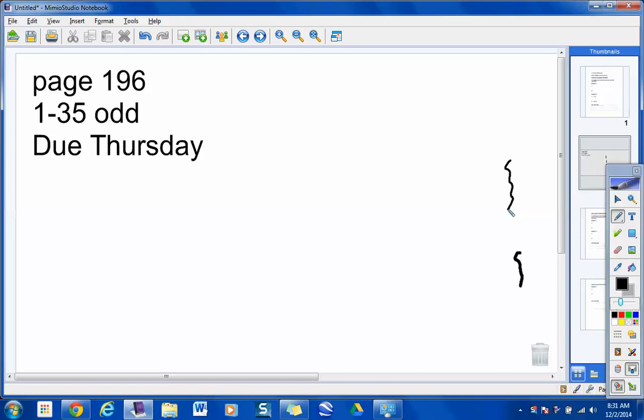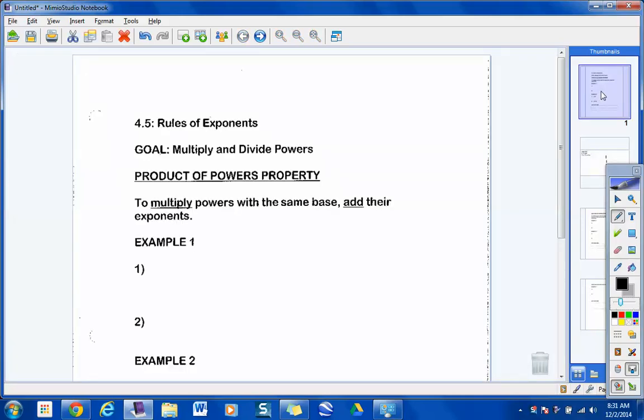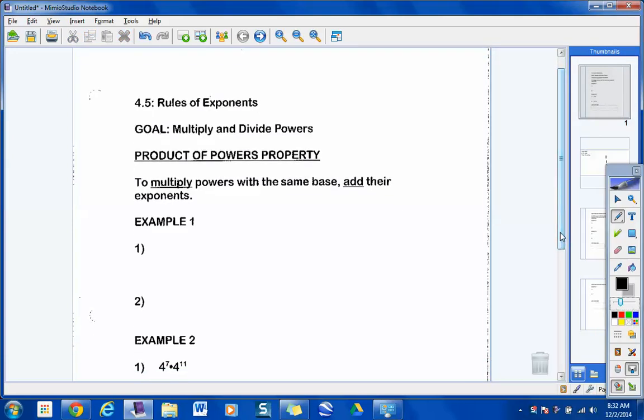All right. Guys, section 4.5 is going to be a little bit of a jump compared to what we've been doing here. We have to understand some things about exponents today. Try and tie together everything that we've worked on involving greatest common factor and least common multiple. So today we're going to start looking at rules of exponents in section 4.5. And our goal today is to be able to multiply and divide powers.